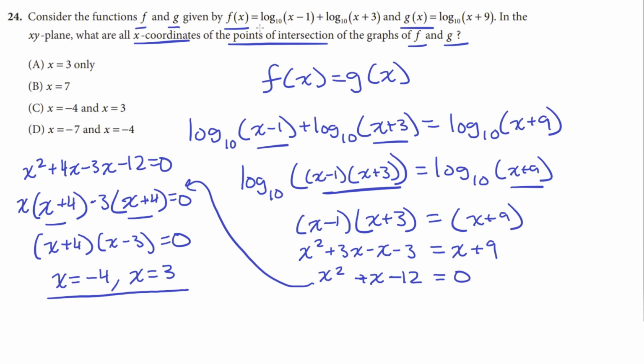But remember that we're dealing with log equations here, and you can't take the log of a negative number. Negative values for x aren't in the domain for log functions. So we can rule out the negative answer, and only positive 3 is in the domain. Because if we plug in negative 4 for x here, we'll have the log of negative 5, which doesn't exist. So that means only 3 is the x-coordinate of the point of intersection of these graphs. So A is the correct answer.